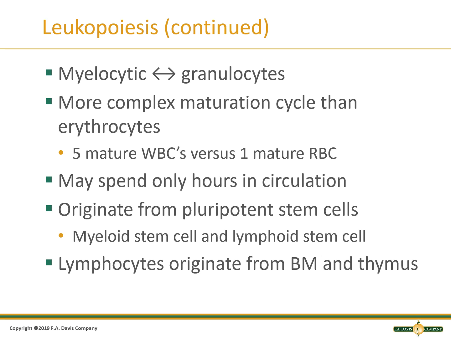So with the production of white blood cells, they have more of a complex maturation cycle than erythrocytes or red blood cells, because we have 5 mature white blood cells versus only 1 mature red blood cell. They may only spend hours in circulation. A white blood cell may only be in circulation 8 to 10, 8 to 12 hours, whereas a red blood cell's life cycle is 120 days.